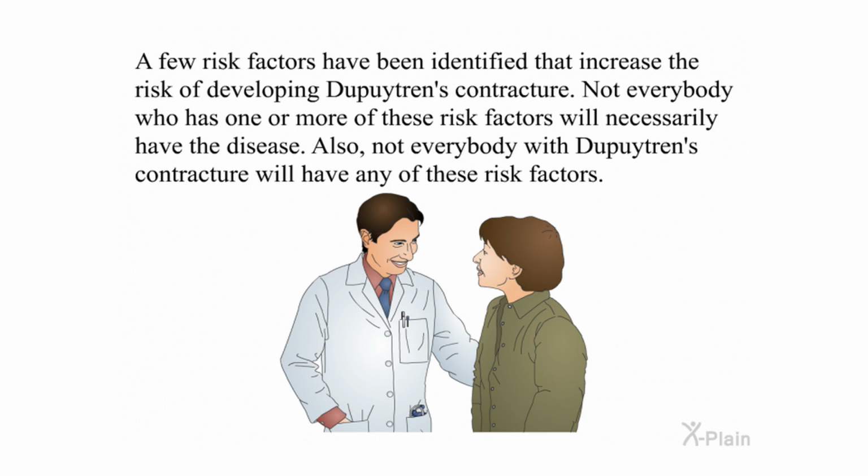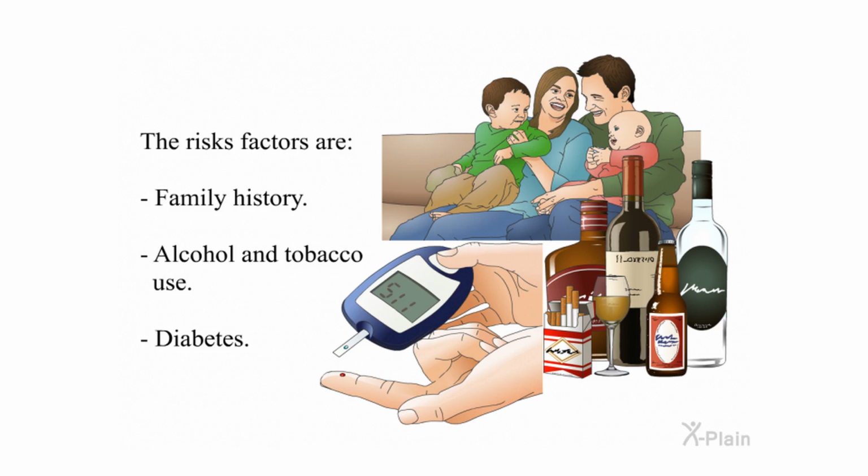A few risk factors have been identified that increase the risk of developing Dupuytren's contracture. Not everybody who has one or more of these risk factors will necessarily have the disease. Also, not everybody with Dupuytren's contracture will have any of these risk factors. The risk factors are family history, alcohol and tobacco use, diabetes.